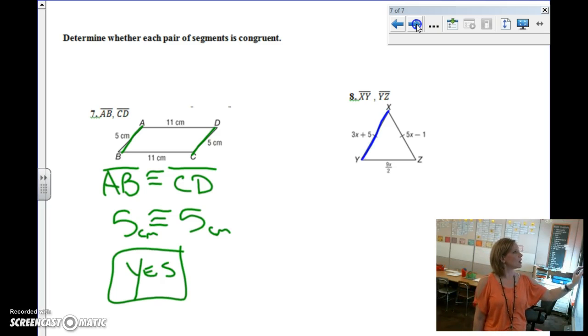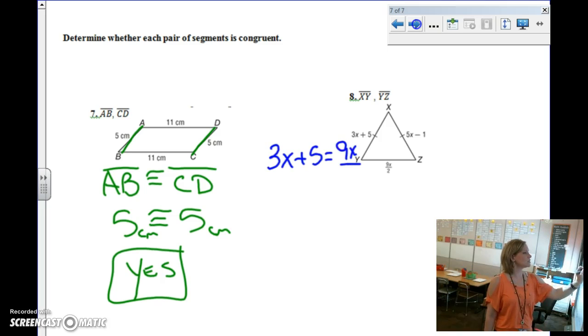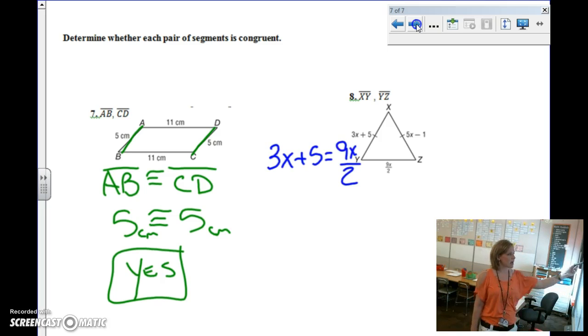XY and YZ. The first thing when I look at this one, I could set up an equation. I'm not asking to solve for x, but I could solve for x, plug them back in, and make sure that these sides equal each other. But I don't even have to do any math on this one. Technically I could, because if there was a value for x, I can find what x is, and then plug x into both parts and end up with a number, and I can tell if it's congruent that way.